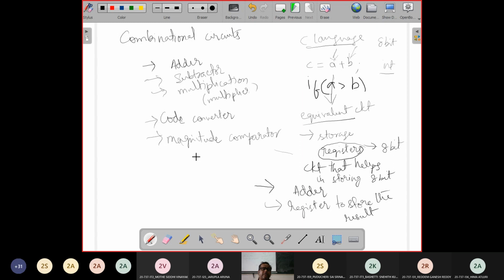So how can you construct them? All these circuits are constructed using basic logic gates only. So how do you actually do that? That is what we are going to understand in this course. So this is the first part of the circuits. These are the first category of circuits, which are referred to as combinational circuits.